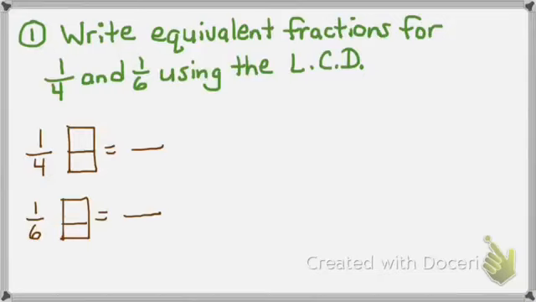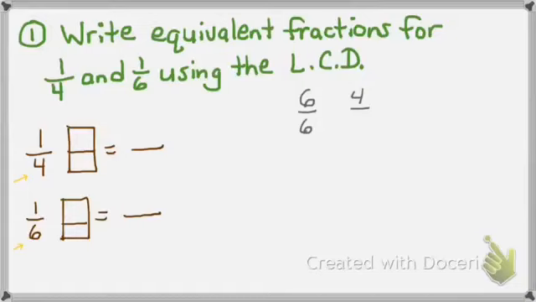Now remember, they want me to find equivalent fractions using the LCD. That's the least common denominator. So I'm going to find the denominator of my first fraction, which is 4, and the denominator of my second fraction, which is 6. And we know that LCD is the same thing as LCM, so really I want the LCM for 4 and 6. We know that we write the largest number first because that makes it the fastest way to solve it. And I'm going to go through my 6 times table.